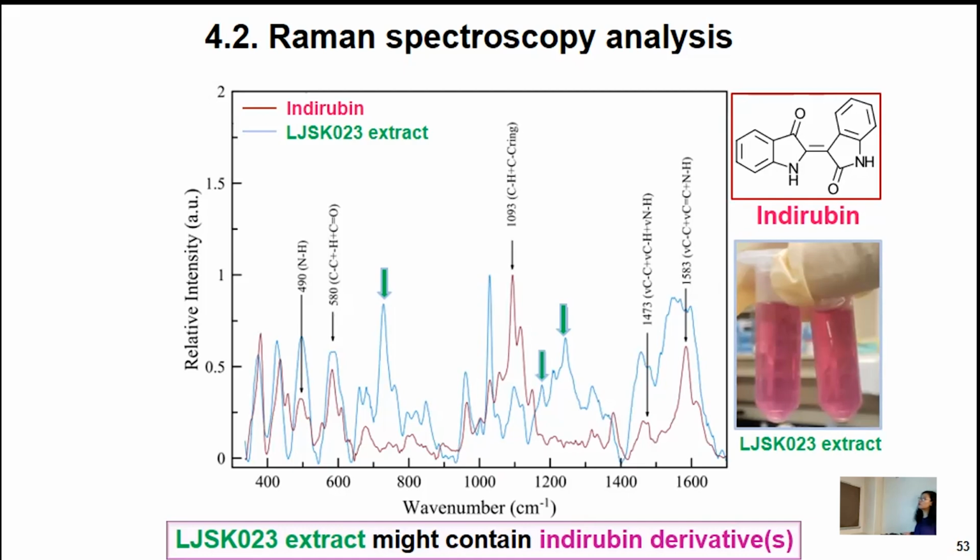So what we found was that when we compare the peaks for indirubin and for the extract, some of the peaks were overlapping. That means the functional group that is present in indirubin might also be present in the compound that is here. In addition to those peaks, there were some distinct peaks as well. These peaks are yet to be characterized. What are the functional groups? So this also supported that the compound in the extract is not indirubin, but it might be something similar to indirubin.